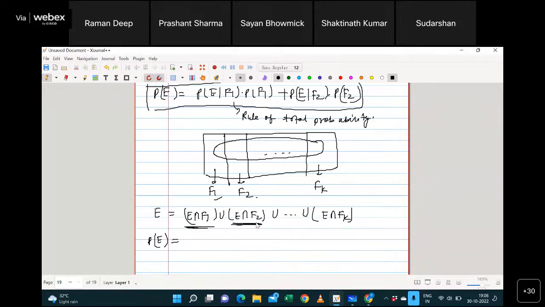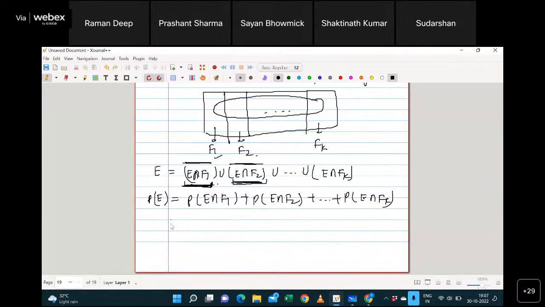That means the intersection part will be 0 for this and this. I'm asking about the intersection part of this event and this event, which will be 0. So it will be probability of E intersection F1 plus probability of E intersection F2 plus so on, plus probability of E intersection Fk. Correct?